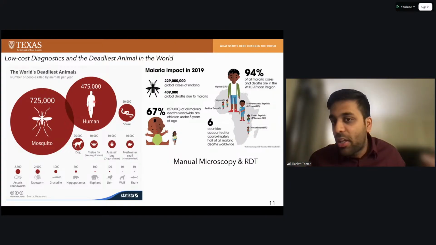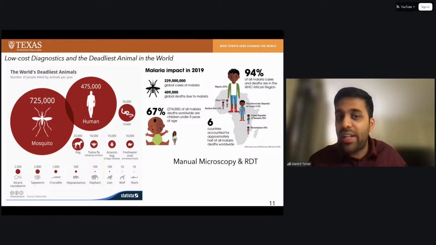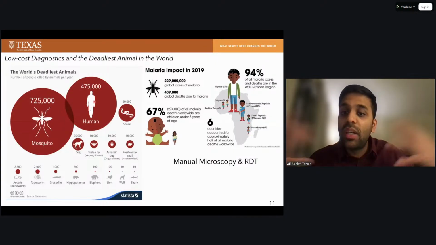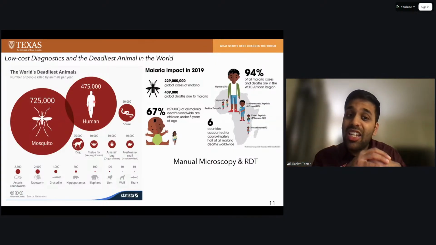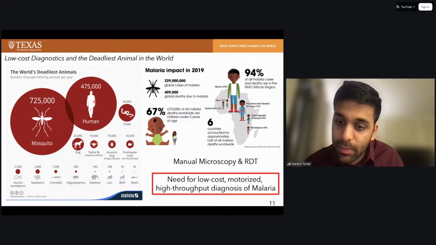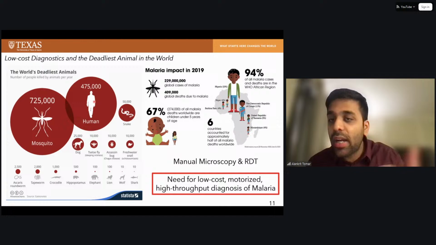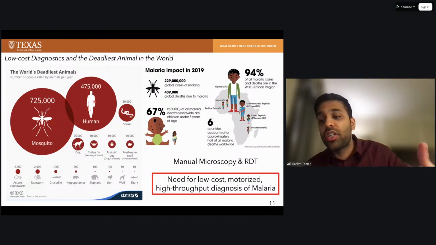And because of how humans operate, a person can only look at 25 people every day. So you will agree with me that this process is not efficient at all. So there is a need for low cost, motorized, high throughput diagnosis of malaria.